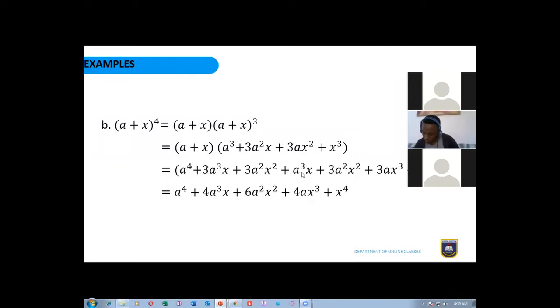The third step, that's the second to last, before the final answer, we have a exponent 4 plus 3a cubed x plus 3a squared x squared plus a cubed x plus 3a squared x squared plus 3ax cubed. Then we must have plus ax cubed plus x exponent 4.